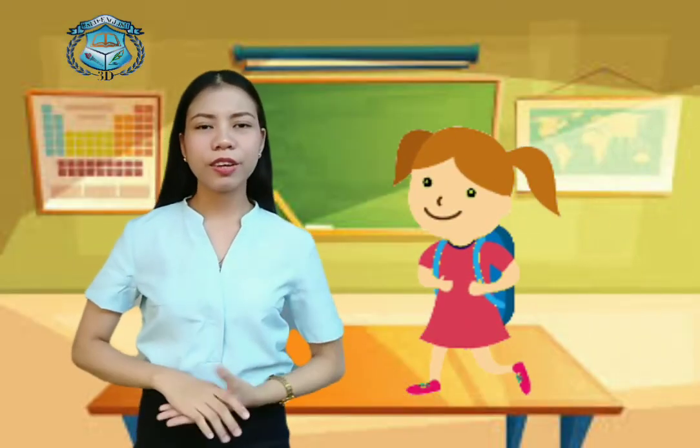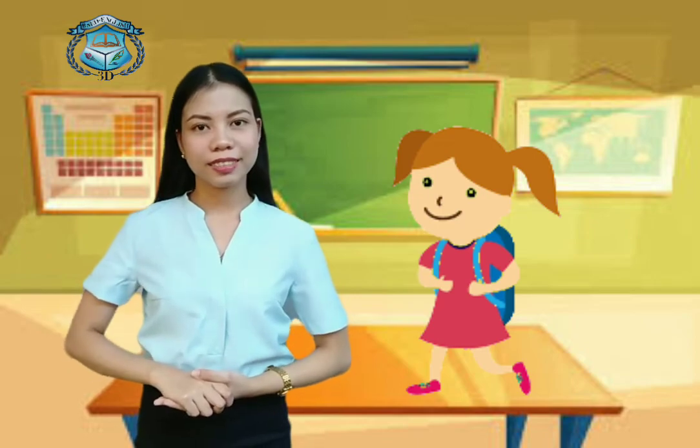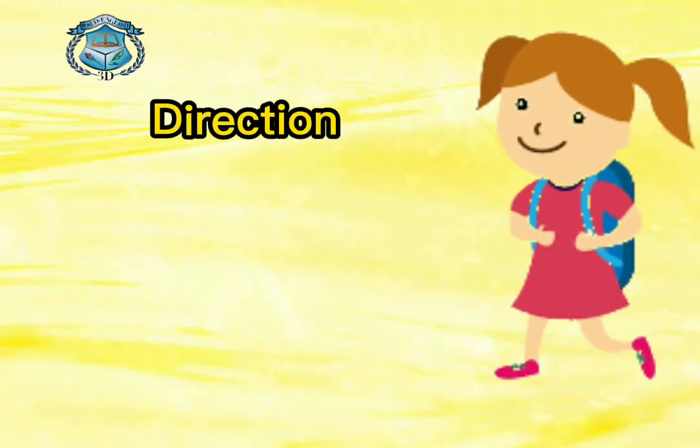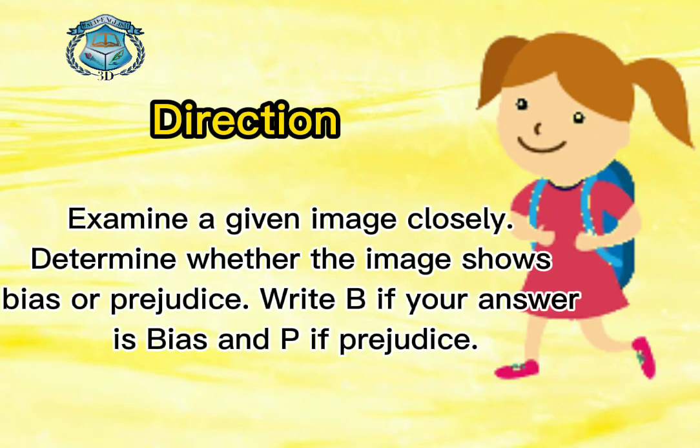Do you want to get more badges? Here is our next activity. Margie, can you give us the instructions? Direction. Examine a given image closely. Determine whether the image shows bias or prejudice. Write B if your answer is bias and P if prejudice.